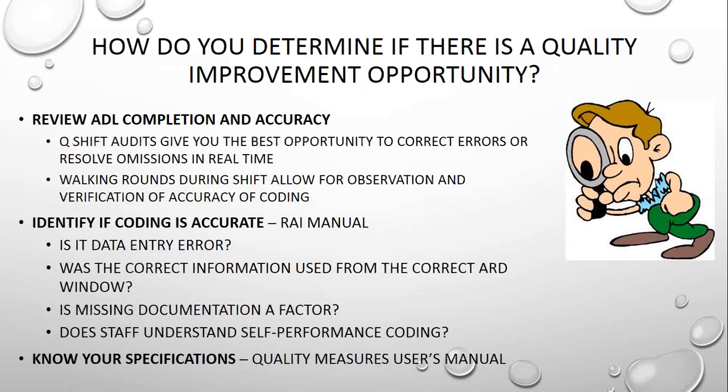So how do you determine if there's a quality improvement opportunity? You need to review your ADL completion and accuracy. Each shift, there should be audits that get done to make sure people aren't going home with missing documentation, to make sure that the things that are coded there make sense to all of us. All right, if we got somebody walking and they don't have legs, that's a problem, okay? We can resolve that before someone goes home.